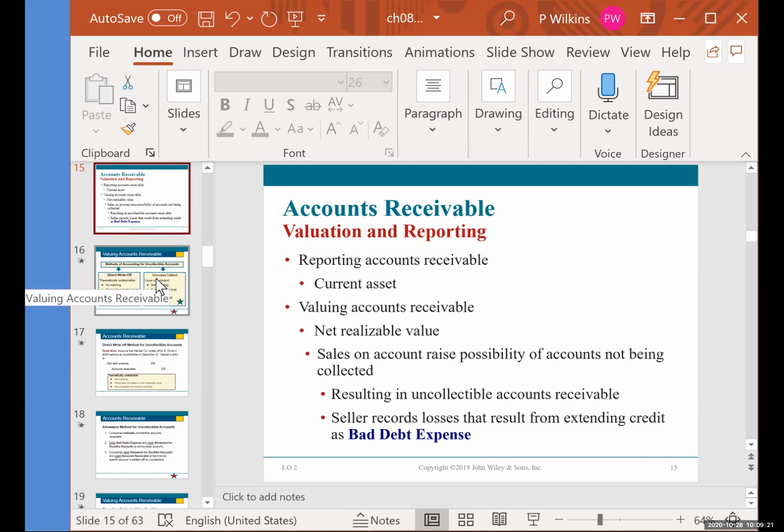Now, in all of the problems here, they're going to tell you how much the allowance needs to be. In the real world, if you worked in accounting, you might be the person that figures that out. And we're going to look at something here that talks a little bit about how it's figured out, but you're not going to have to figure it out in this class. You're going to be told what the amount is for the allowance.